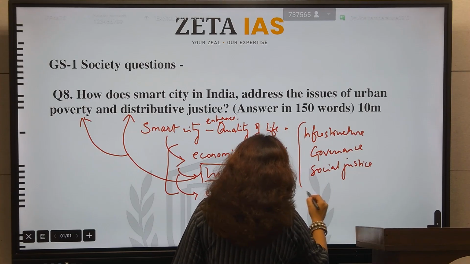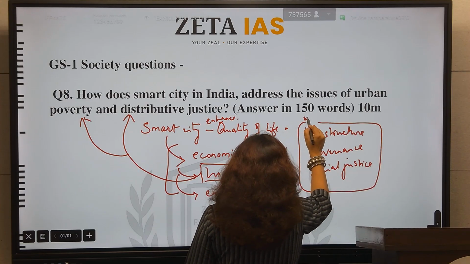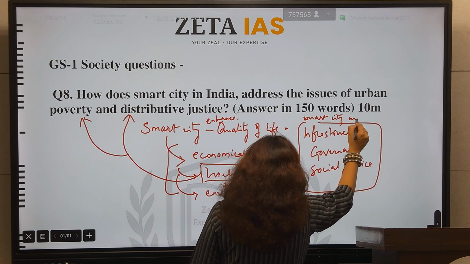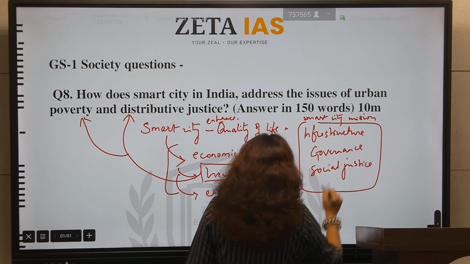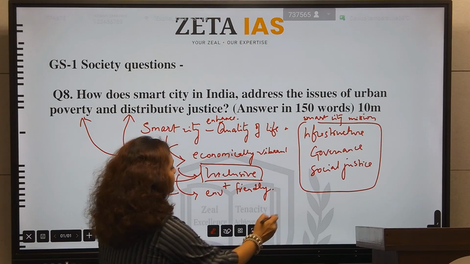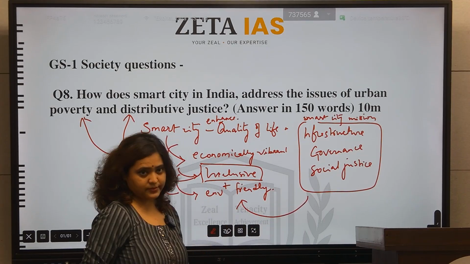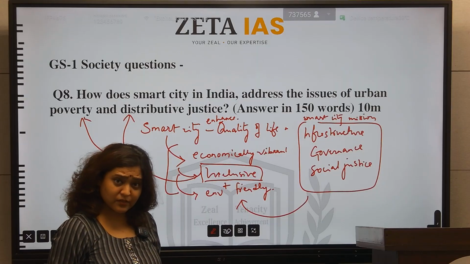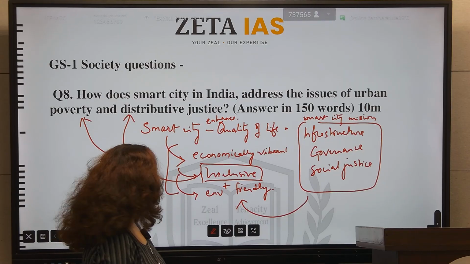You can say that these are the three pillars on which the Smart City Mission aims to work to provide these results. Okay. This is the basic definition of smart city. This will form a part of your introduction. Now the main content.